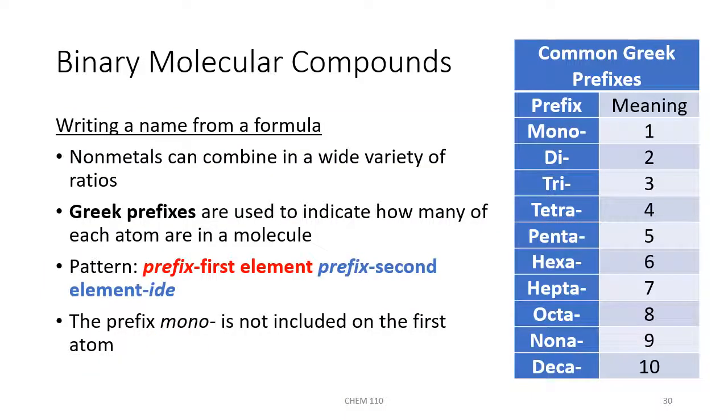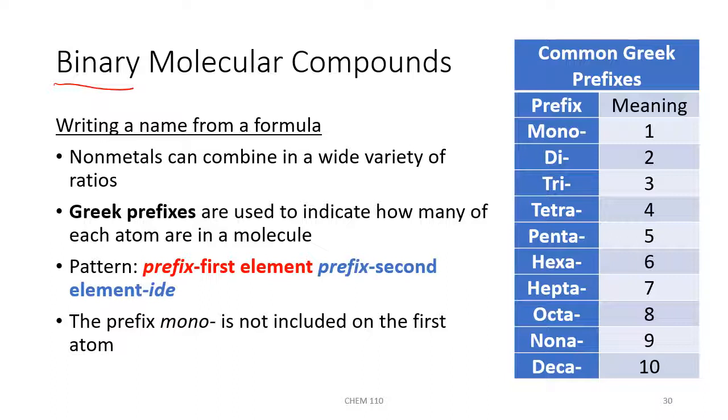Now we're done with all the different types of ionic compounds, and we're going to learn how to name molecular compounds, specifically binary molecular compounds. So we're only going to have 2 different elements together. Writing a name from a formula. When we have molecular compounds, we can combine all of the nonmetals in many different ways, not just one fixed way like with ionic compounds.